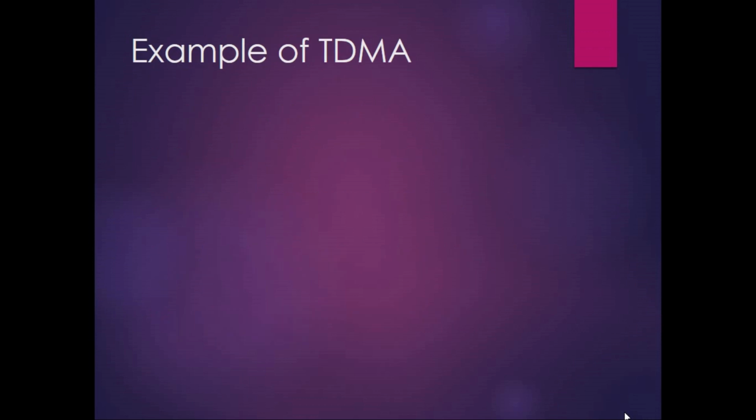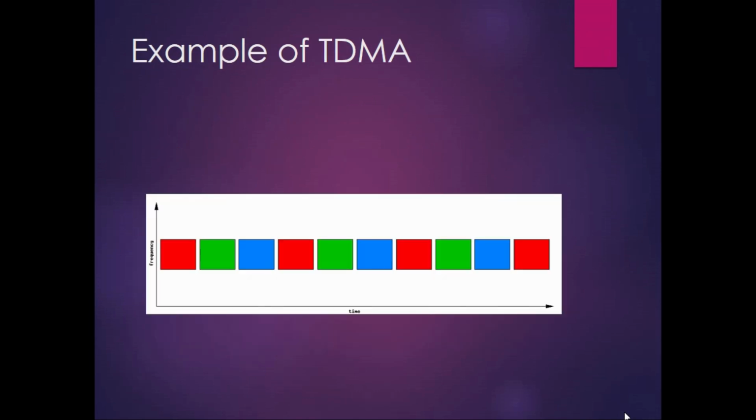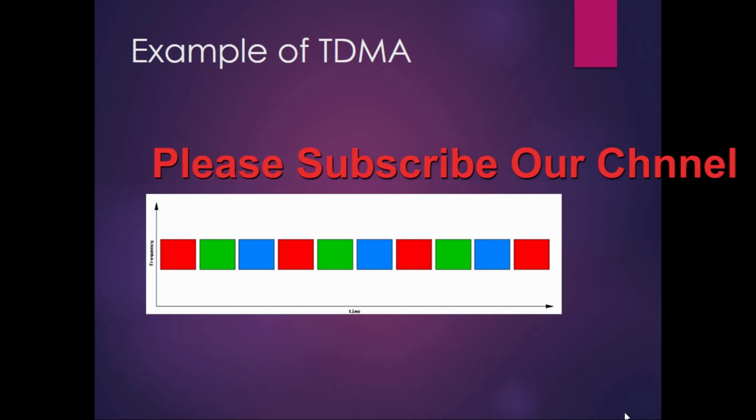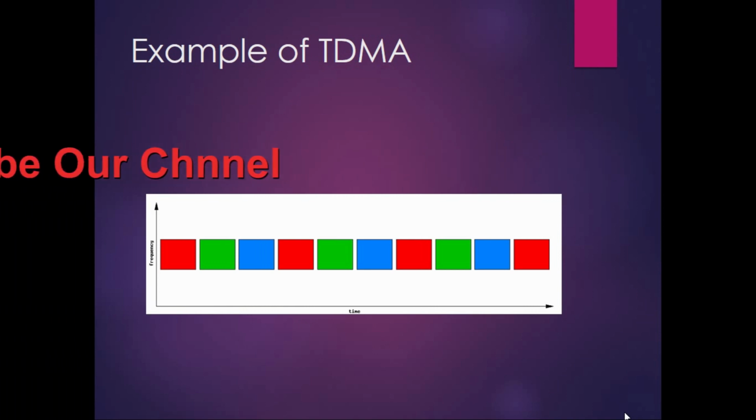Now, example of TDMA. Dear viewers, in this slide, we represent the graphical view of TDMA. If you notice in the figure, there are two dimensions: the horizontal line represents time and the vertical line represents frequency. This is the simple figure of TDMA.